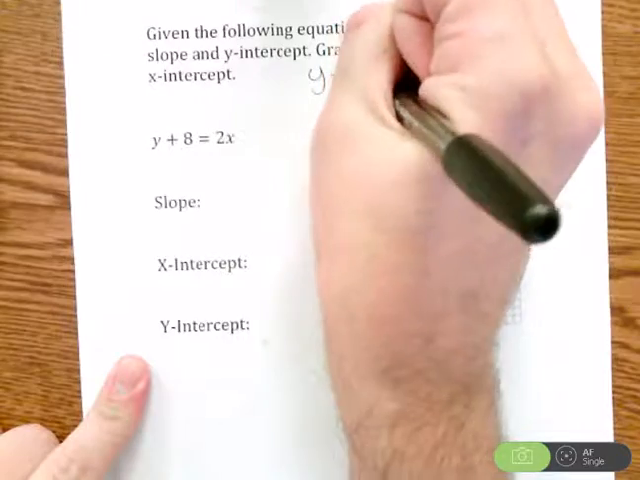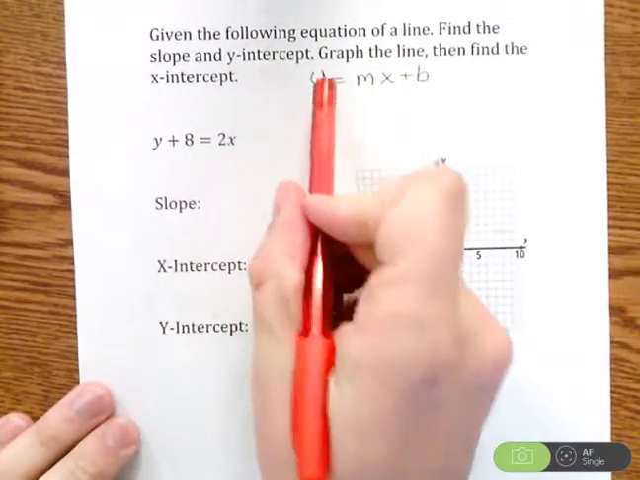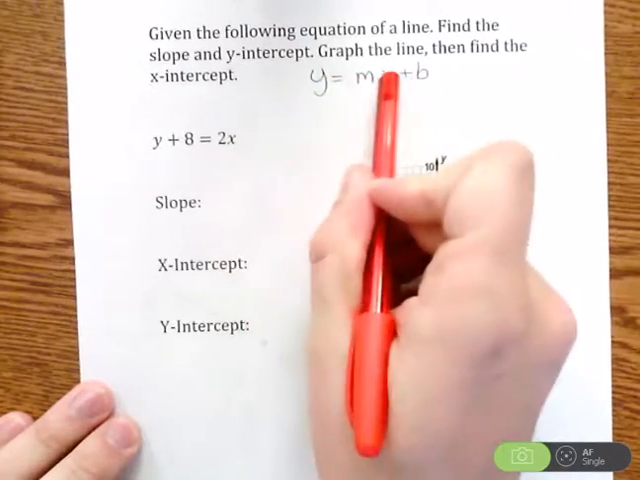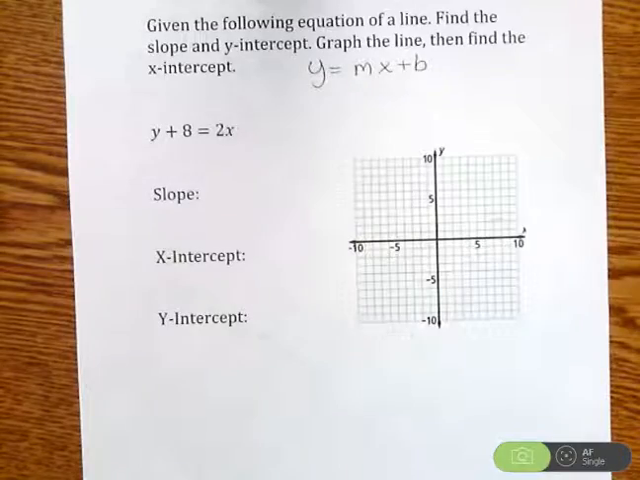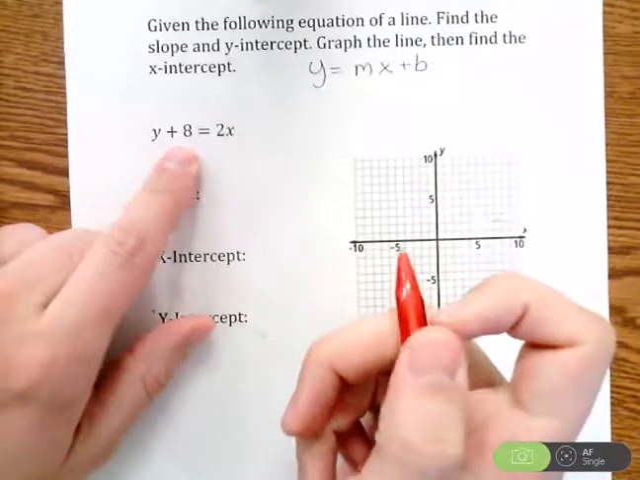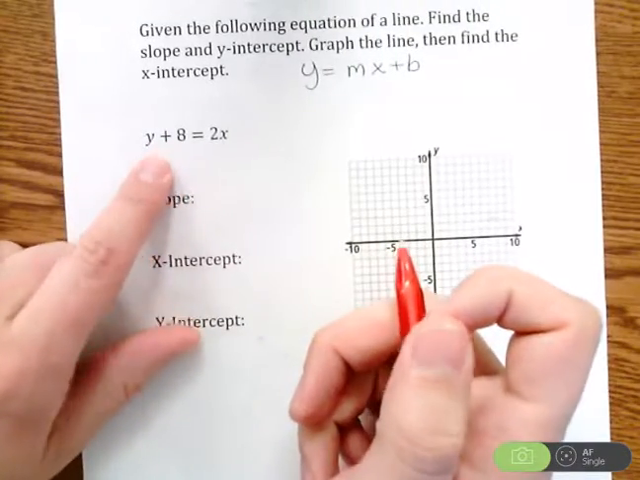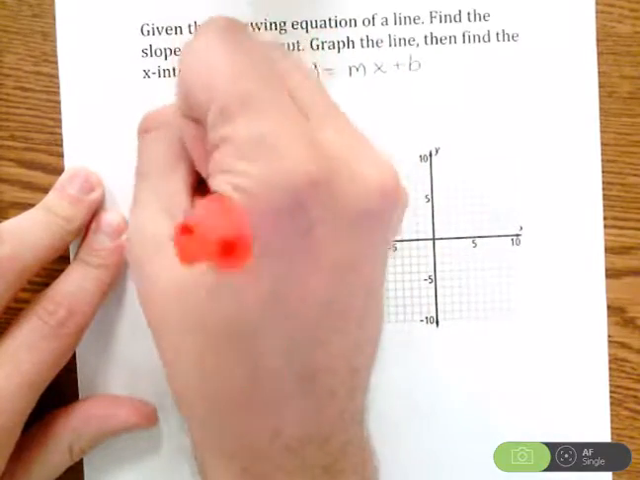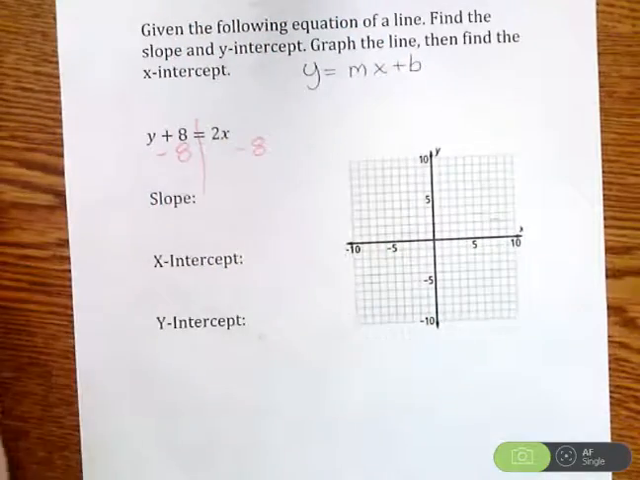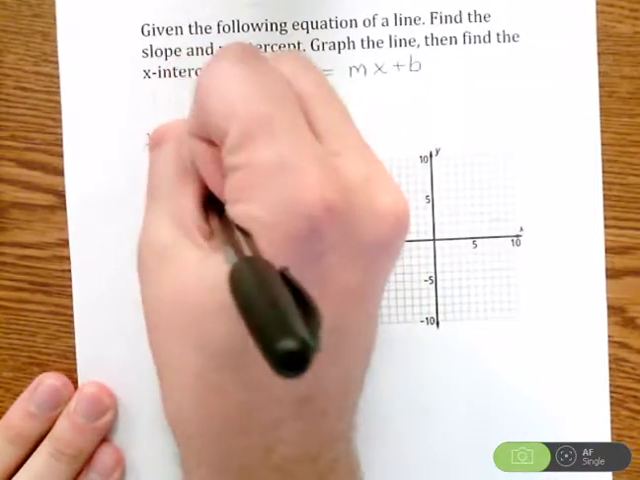Slope-intercept form is y equals mx plus b. I need to have my y by itself, and then everything else on the other side. Right now I don't have that. I just have y plus 8. So to get y by itself, I need to get rid of a positive 8. The opposite of plus 8 is minus 8, so I can move this to the other side. And the reason this works, plus 8, minus 8, inverses, they're gone.